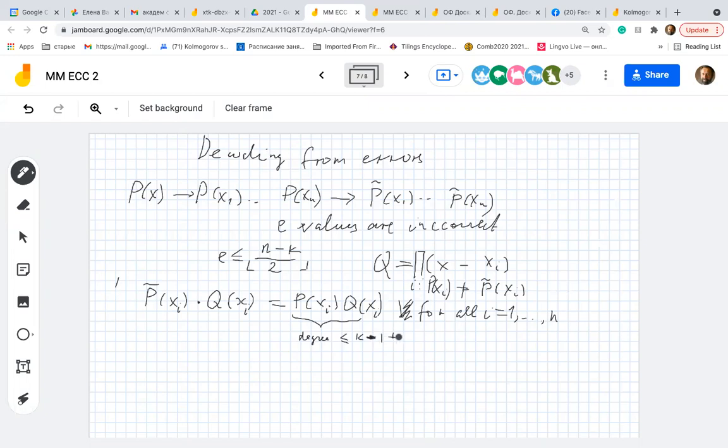And Q has degree e. So the degree of this polynomial is at most k plus e minus 1. And this guy, Q, has degree e. So now we have actually proved the form lemma, call it lemma 1.